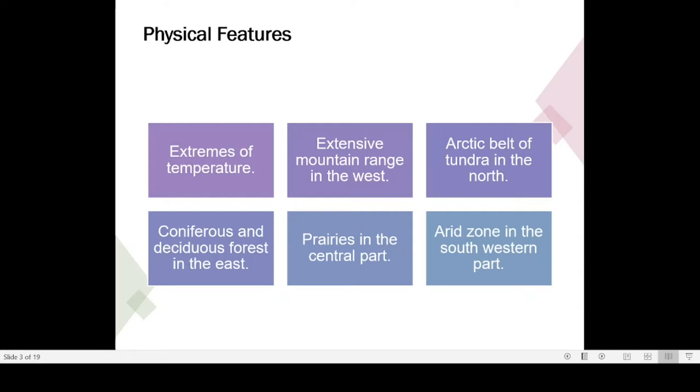That means very high temperature, maybe more than 40 or 50 degrees centigrade. And going to the lower temperature, it may be up to minus 50. There are some regions of Canada where the temperature is below minus 50, and there are some regions in the Californian desert where the temperature may be above 45 or 50. So this region is characterized by wide variation in temperature, extreme cold and extreme heat. This is one important peculiarity of the Nearctic realm.